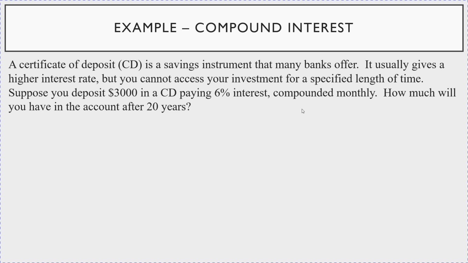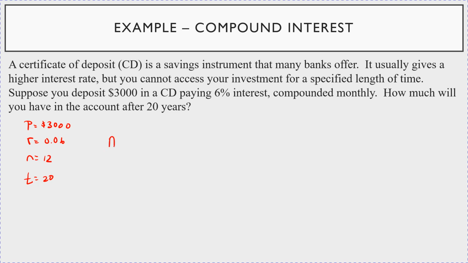So suppose you deposit $3,000. So that's your principal, in a CD paying 6%, so that's my rate, compounded monthly, so that's 12 times per year. How much will you have in your account after 20 years? So T, that's a 20-year time frame. So that's a really, really long time.